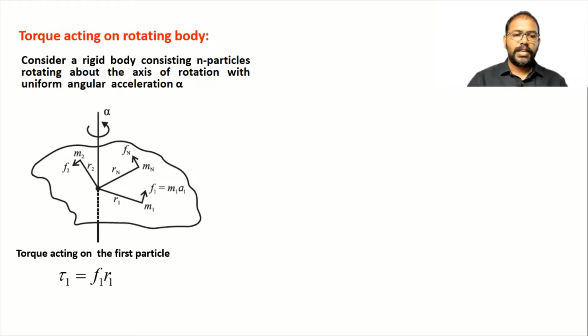So it's the first particle, so we can write F1 into R1. Now by Newton's second law of motion, we can write F is equal to ma. For the first particle, F1 is equal to m1 a1. So we substitute here m1 a1, this R1 as it is.